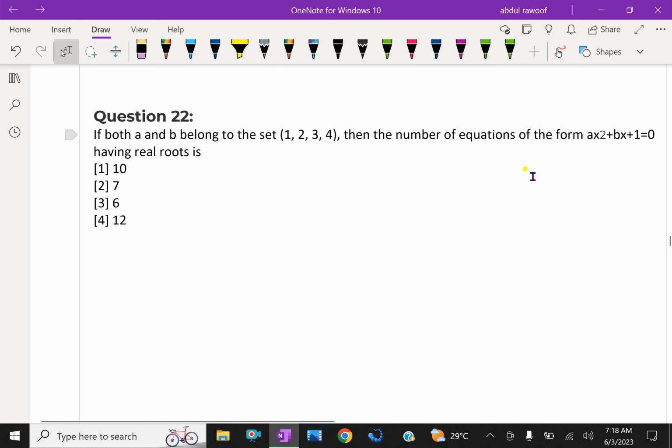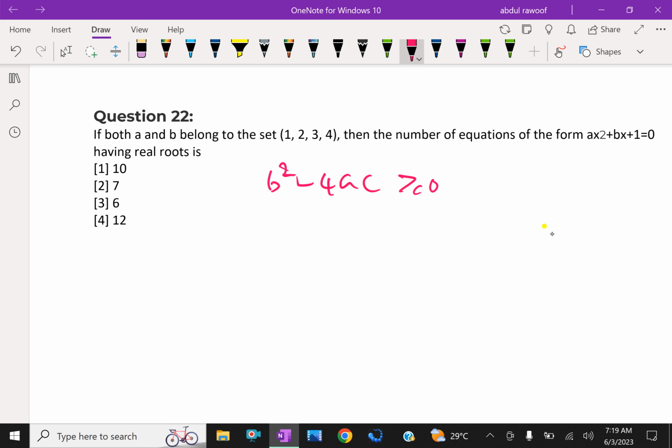If both a and b belong to the set 1, 2, 3, 4, then the number of equations of the form ax squared plus bx plus 1 equals 0 that have real roots. For the real roots of this equation ax squared plus bx plus c, we have the condition b squared minus 4ac is greater than or equal to 0. Suppose b equal to 1. Here, no real roots. No equation exists.